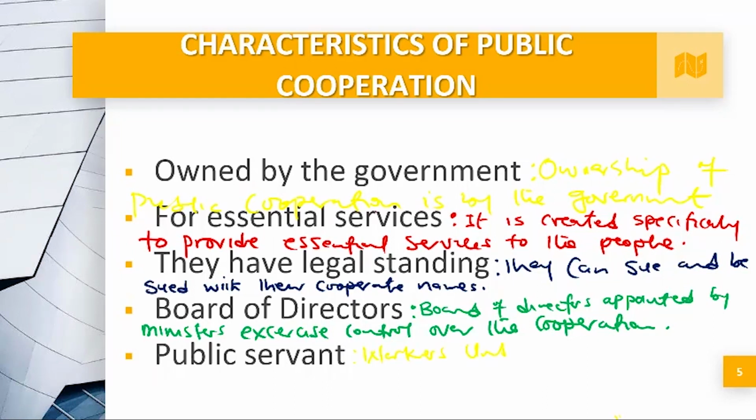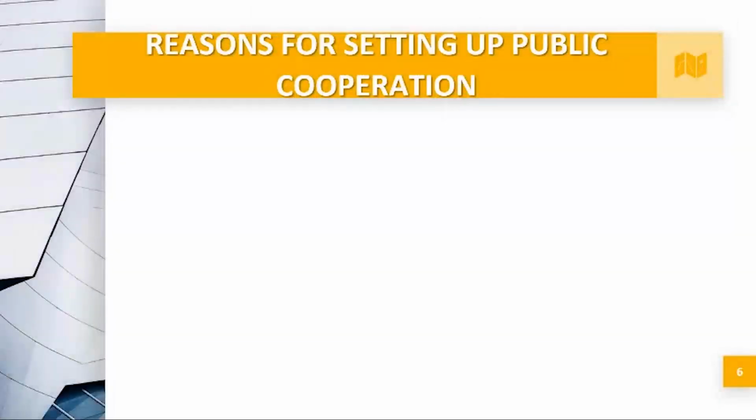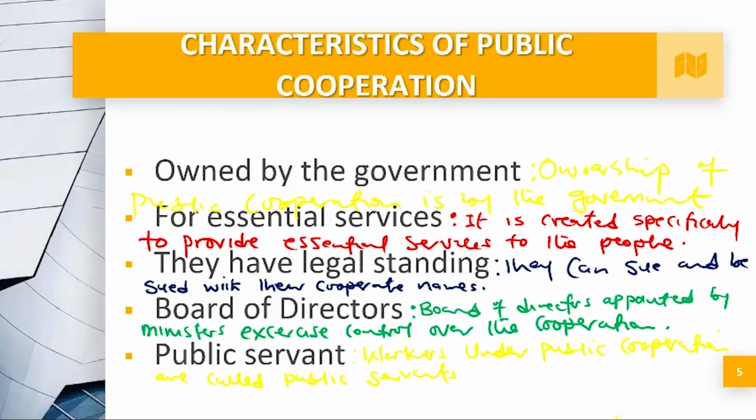Workers under public corporations are called public servants. Okay, take note of that, please. So we've seen the basic features or the characteristics of a public corporation.